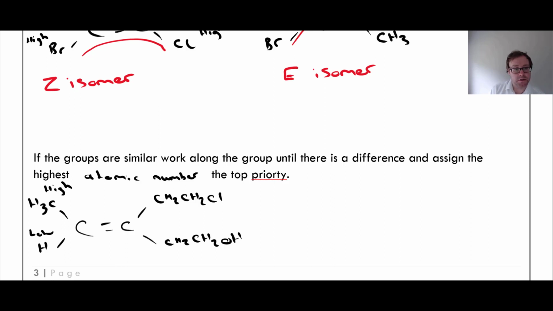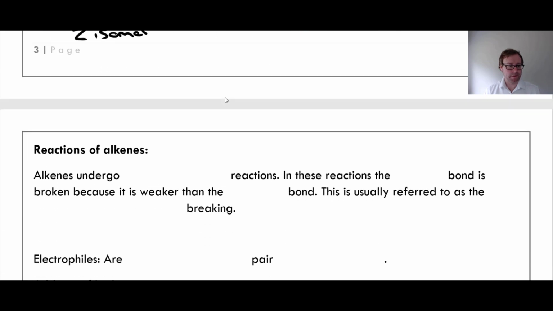Here, CH2, CH2, CH2, CH2. So we have to keep going along this group until we reach an atom that has a different atomic number, or I have a different atom. So here I have Cl and oxygen, so Cl has the highest atomic number, so this would be high priority, this would be low, so high to higher, so it would be a Z isomer. Hope that makes sense. Again, this is quite a lot of information, so you may want to watch this back more than just the once.